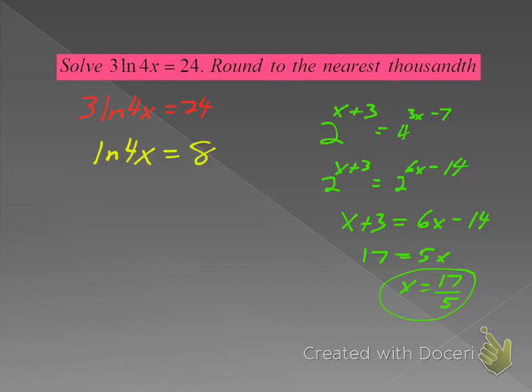So what I'm going to do is put it there, and I'm going to do e. Let's try that again. e to the ln of 4x equals e to the 8th. So can we just put e in anytime? Don't do it whenever you want to. Do it when you have your natural log isolated.